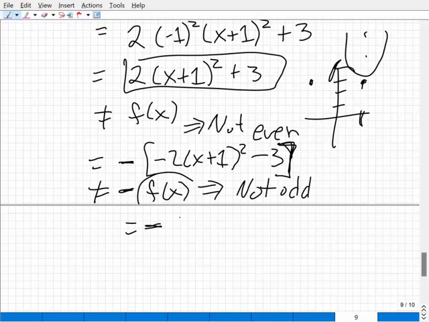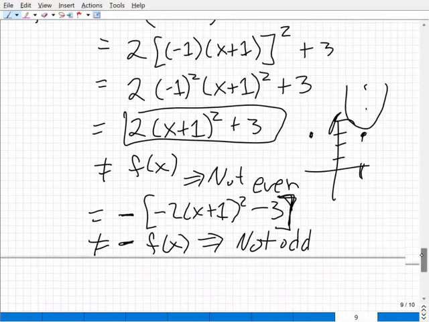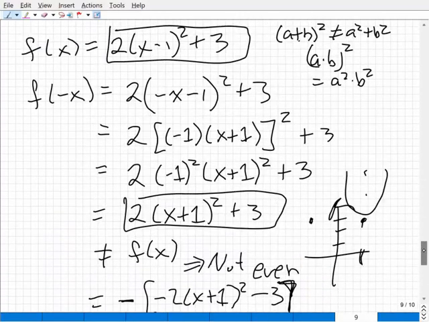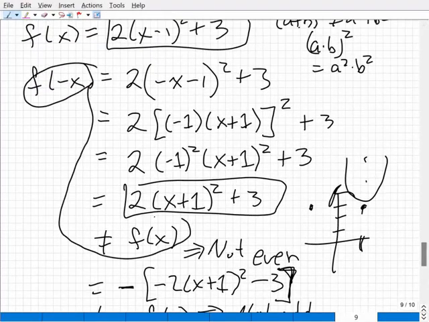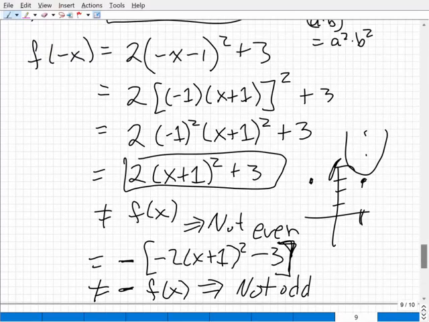No, I'm not going to keep going. My brain's tired. All right. It's not odd. It is even. No, it's not. Dang it. It's not odd and it's not even. Replacing x with negative x didn't give us the original function. And replacing x with negative x did not give us the negative of our function.